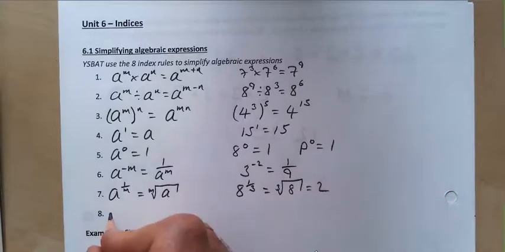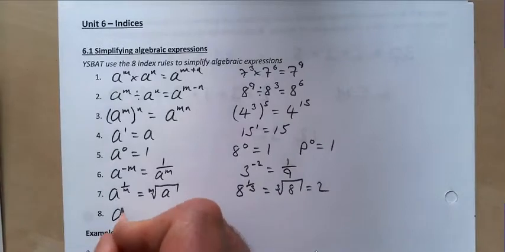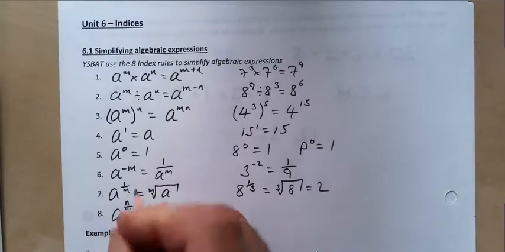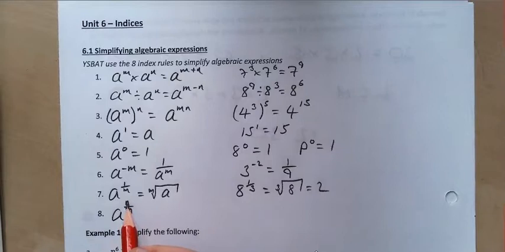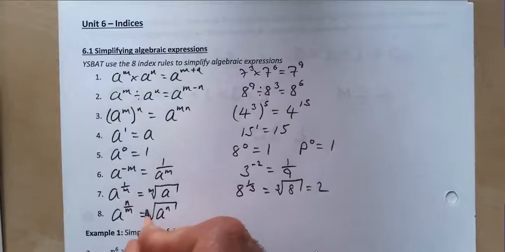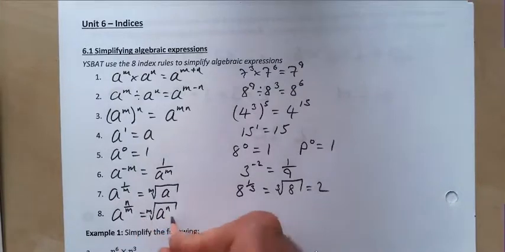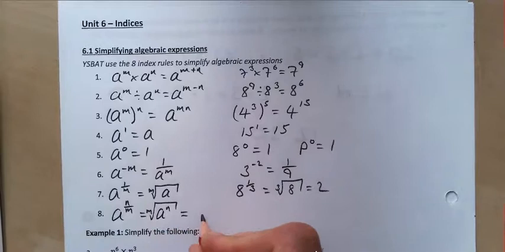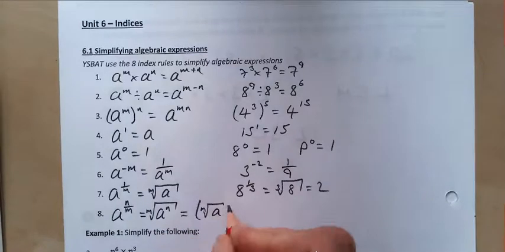Rule 8 then is a combination, I suppose. So if you have a to the power of n over m, the n tells you what power you raise it to, you know, squared, cubed, the power 4, and the m, a bit like the m here, tells you which root you take. So that's going to give us, whatever way you want to write it, a to the power of n to the mth root, or the mth root of a, all to the power of n.